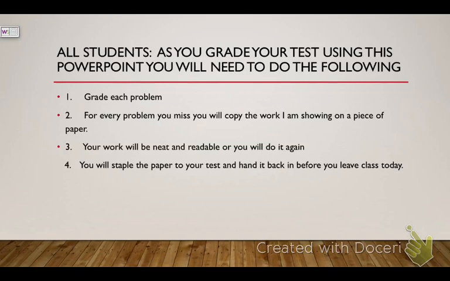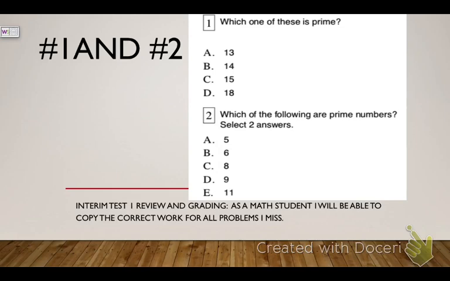I am not going to try to go too fast, but you can pause this anytime you want to copy what I'm showing you. The first couple questions on the prime and composite, I am not going to take a lot of time to talk about it. I'm just going to demonstrate and show you the answer, okay? Number one is letter A.